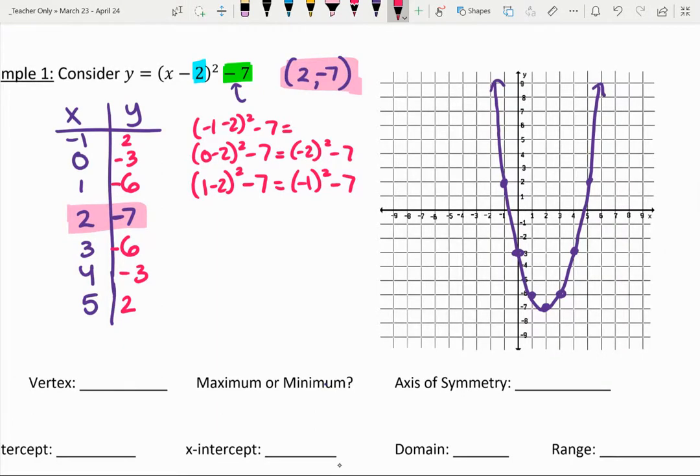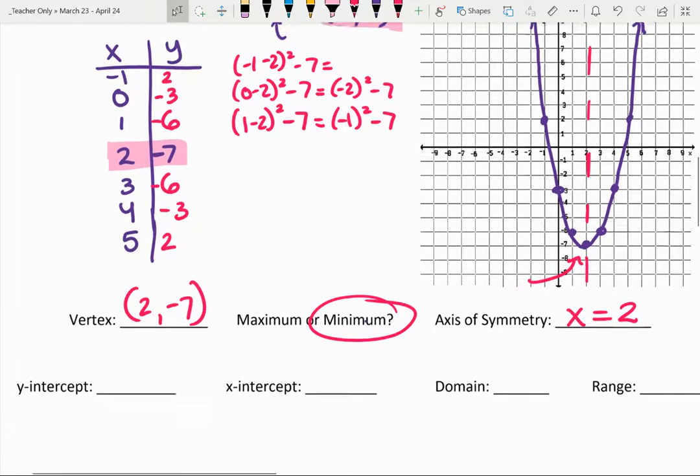Now we already know our vertex. It is 2, negative 7. It only took me 2 tries, but I did it. And then since our vertex is right here at the bottom of our graph, this will be a minimum. Our axis of symmetry, remember, goes right down the center of the parabola. It is a vertical line, and it's at the x value 2, so we're going to write x equals 2.